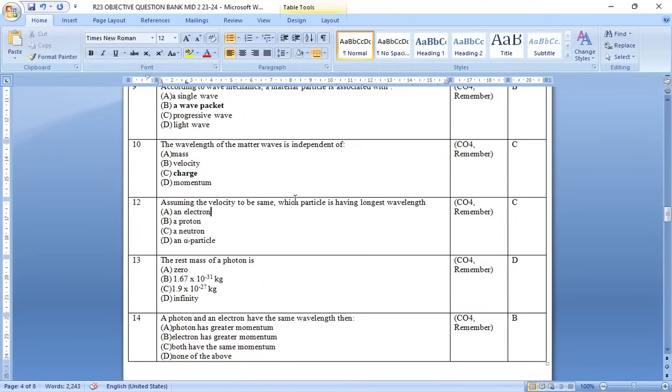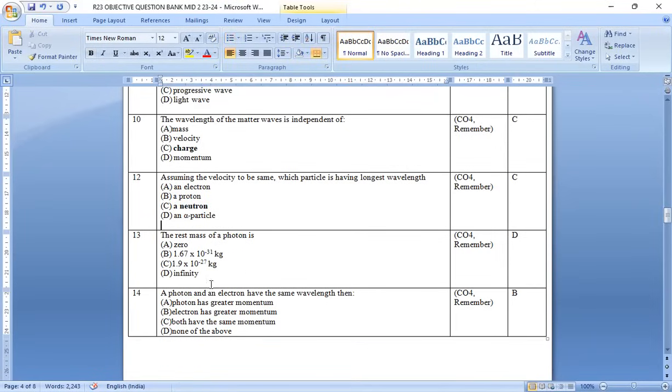Assuming the velocity to be same, which particle is having longest wavelength? Electron, proton, neutron, alpha particle. Neutron has the longest wavelength because its mass is less. The rest mass of proton is infinity. Option D is the correct answer.